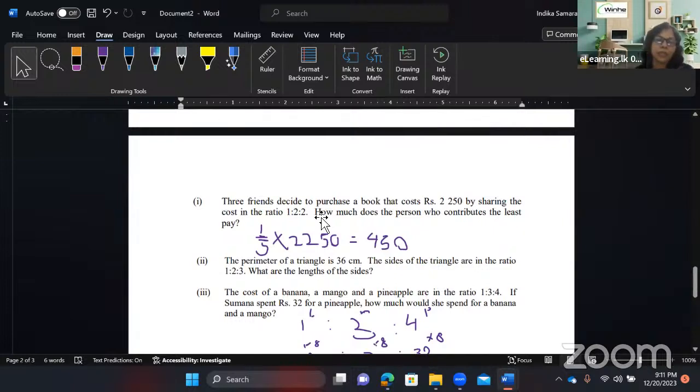Right. That's how we should solve the ratio. This lesson is over from here, right?